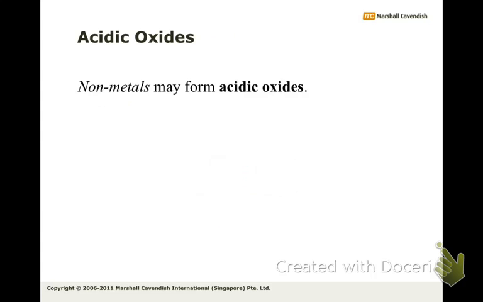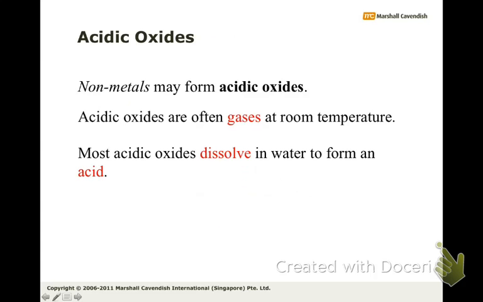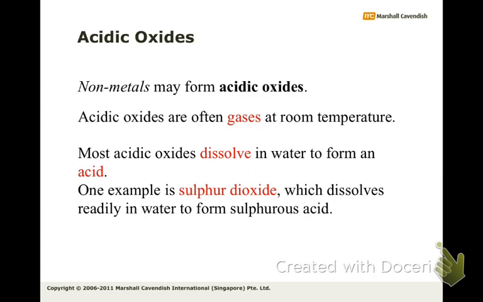The first type of oxide is acidic oxide. Acidic oxides can only form from non-metal oxides. Acidic oxides are often gases at room temperature. They have low melting and low boiling points. Most acidic oxides, when they dissolve in water, form an acid. For example, sulfur dioxide, when dissolved readily in water, will form sulfurous acid. Now what is the formula for sulfurous acid? Sulfurous acid is H3SO4. Sorry, I take that back. It's not H3SO4, it's H2SO3.